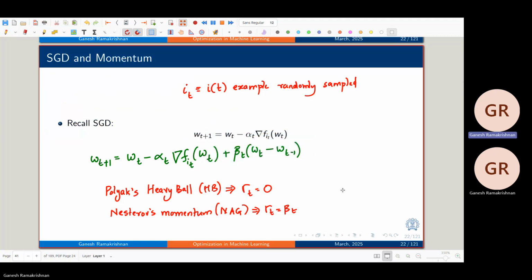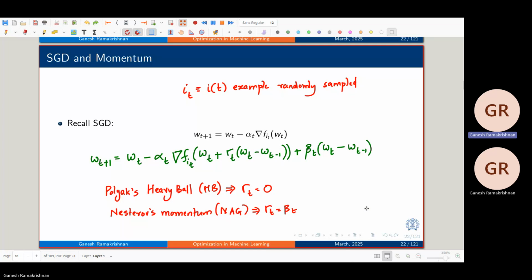This makes sense? This is what will happen if gamma t is set to 0. That's Polyak. On the other hand, if I set gamma t to be beta t, up beta t here, then you get Nesterov momentum. Is this clear? So we can recover both from this very generalized expression.